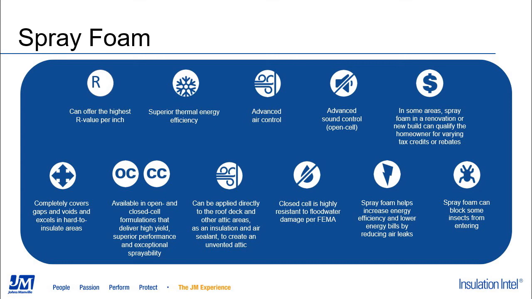One of the largest benefits of spray foam is that it can be applied directly to the roof deck and other attic areas, and it will be both the insulation and the air seal for that space. In the case of closed cell foam, there's a third advantage of also being a vapor barrier when applied at the correct thickness. Due to the air tightness and high R values, spray foam helps increase the energy efficiency of a building and lower the energy bills. Finally, with the air seal in place, spray foam can also block some insects from entering the building.